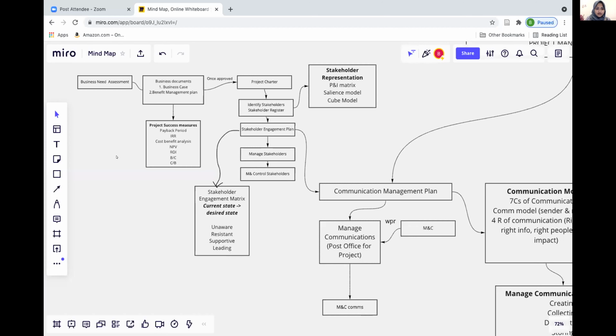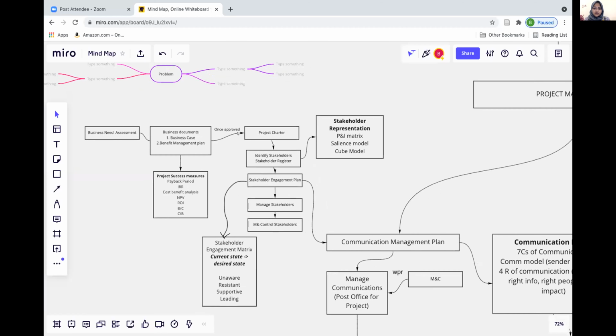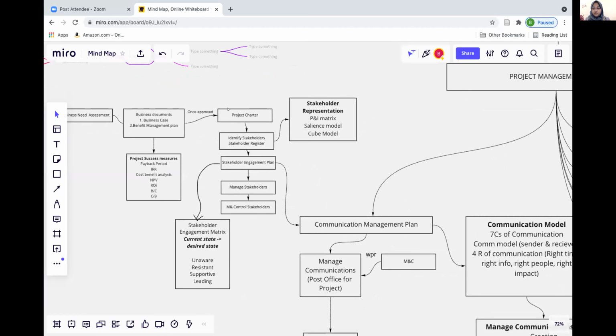We start off with business need management. Before we start the project, we actually have a business case prepared and a benefit management plan. There are project success measures that are identified, which are cost benefit analysis, NPV, ROI, payback period, and rate of return. I think we have mentioned that.